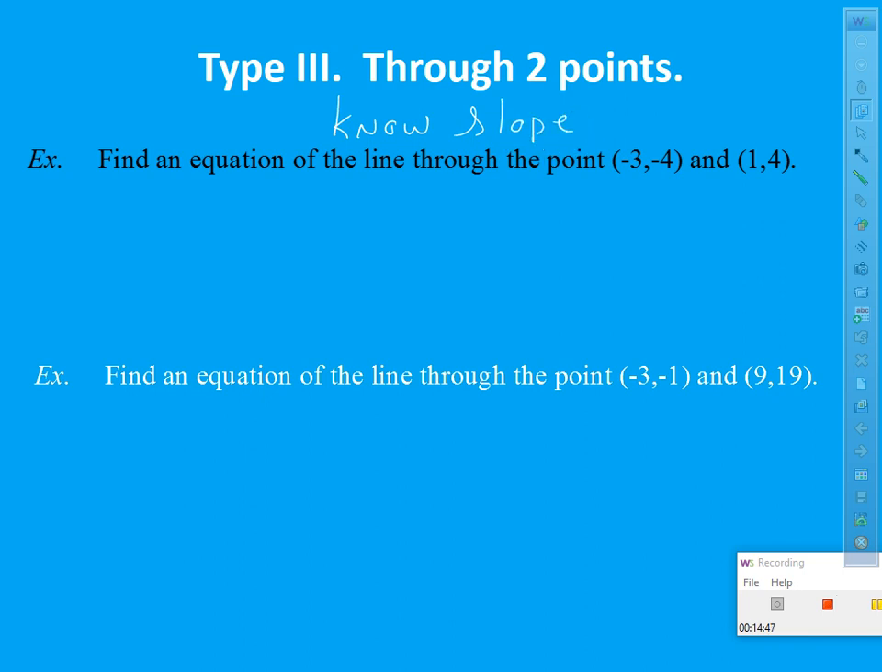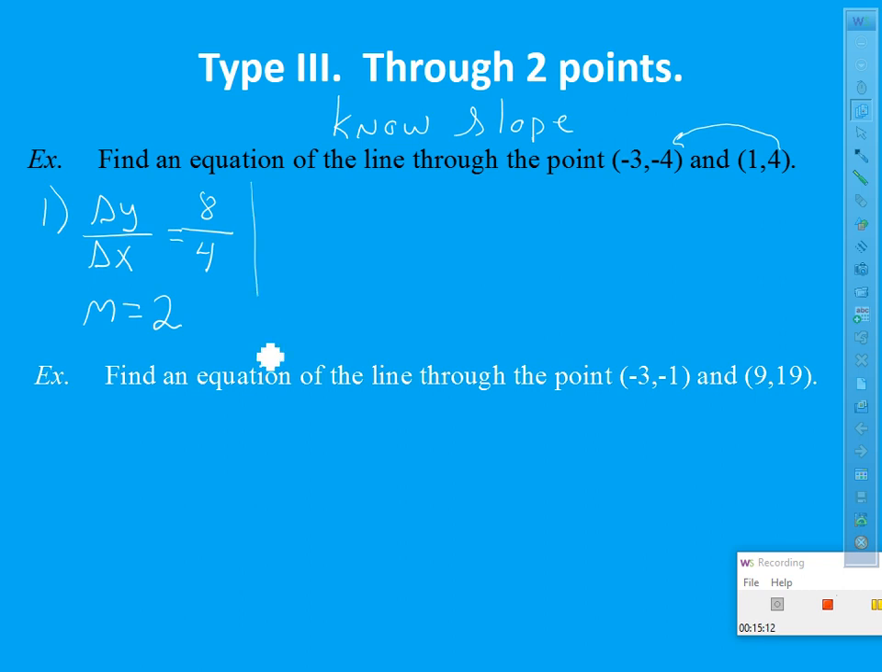In this case, since I don't know my slope, we've got to go find our slope first. The change in y over the change in x. So I'm going to go 4 minus negative 4, and I'm going to get 8. 1 minus negative 3 is 4. So I know my slope is a nice 2.